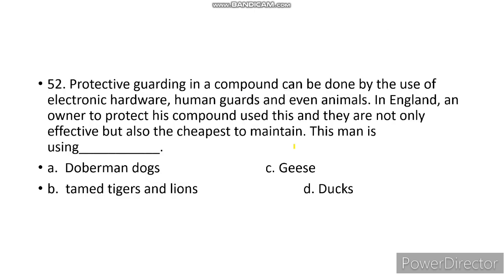52. Protective guarding in a compound can be done by the use of electronic hardware, human guards, and even animals. Sa England, an owner to protect his compound uses this, and they are not only effective but also the cheapest to maintain. This man is using what? Anong klaseng animals yung ginamit niya for him to protect his compound in England? Would you believe if it is the geese? Kala nyo dog, no?